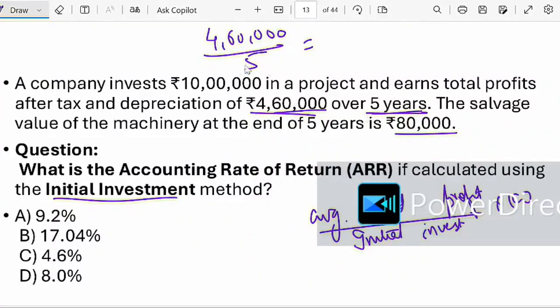So what is our average? How to find the average for 1 year, right? So basically divided by 5. So how much is it? 92,000. So your average annual profit is 92,000.